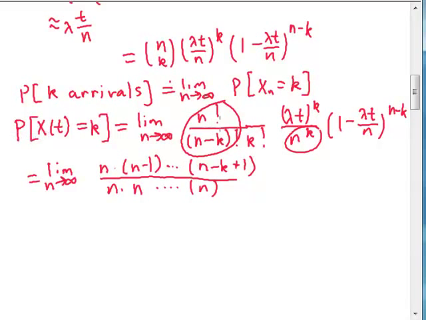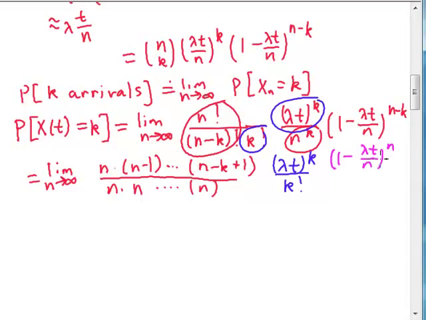The second term now is going to be these two remaining things. Let me pick a different color here so you can see. It's going to be this term and this term. So I have lambda t to the k divided by k factorial. And then this final term, what I'm going to do is write it as 1 minus lambda t over n to the n divided by 1 minus lambda t over n to the k. This would give me the n minus k.